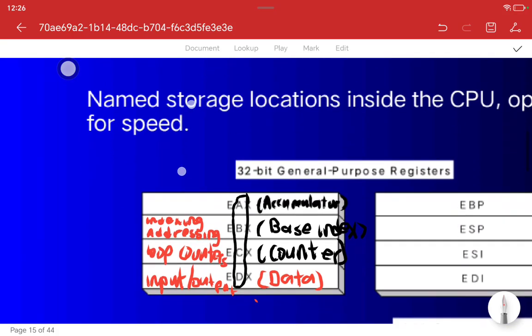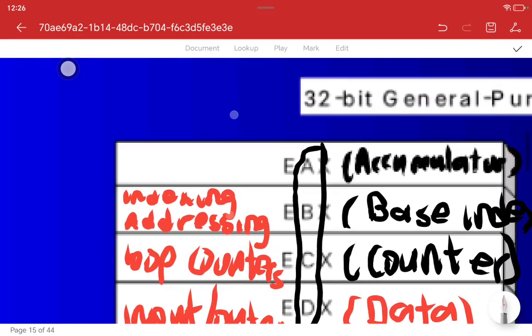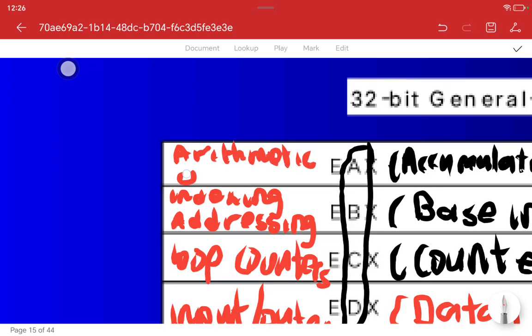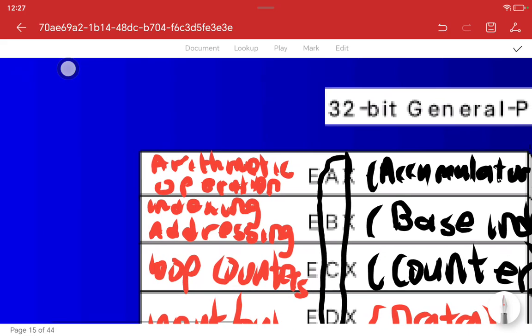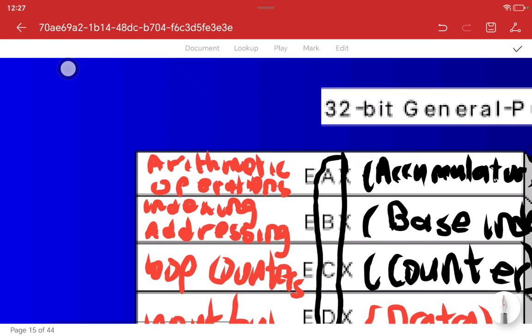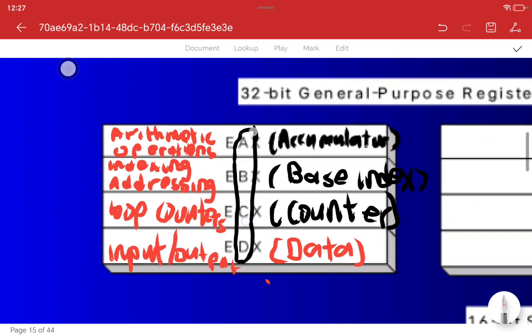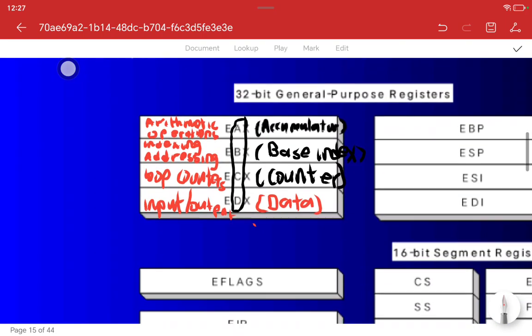And then the accumulator, remember, is used for arithmetic operations. So we're going to be working with this when we come to the programs that we're going to be creating, right?